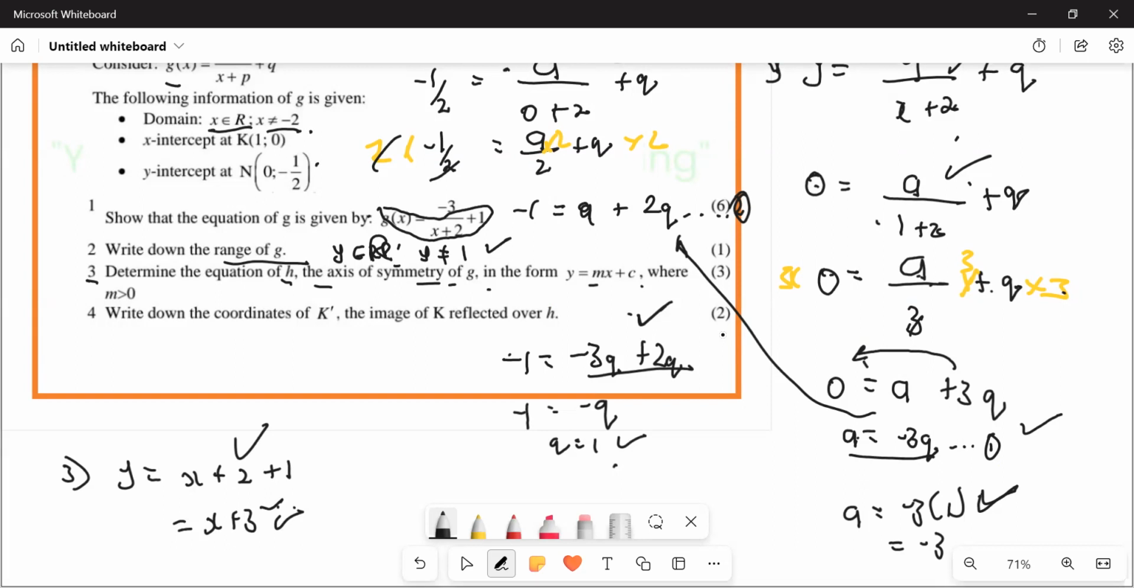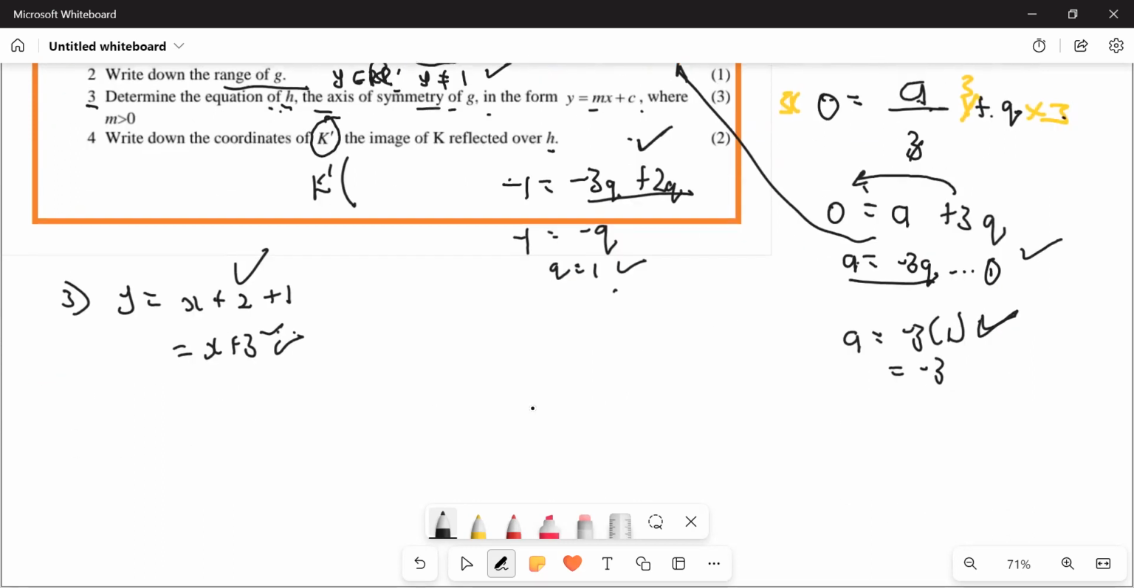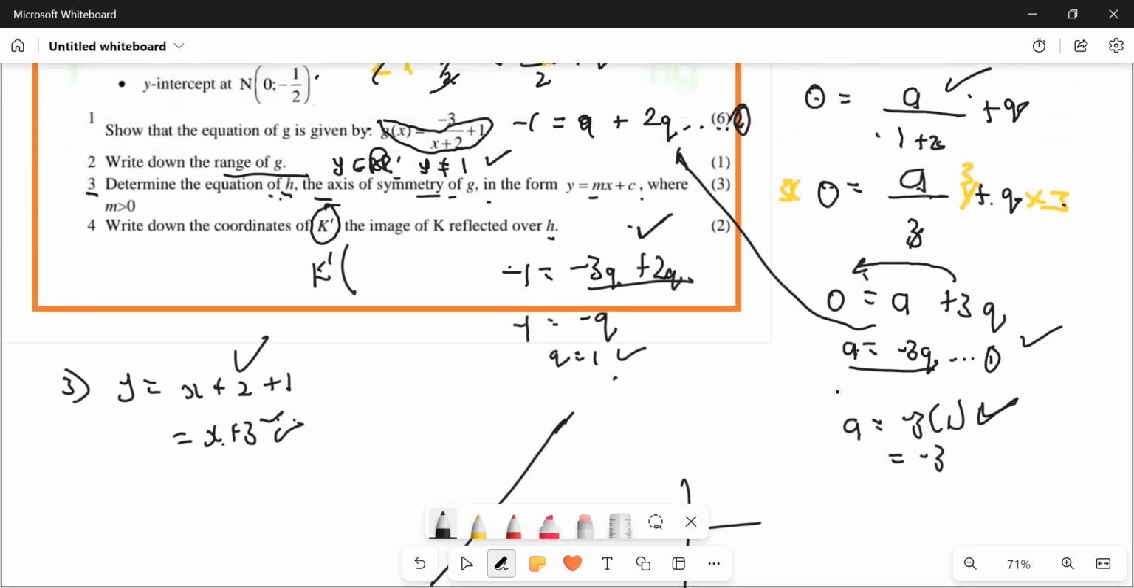And then we go to number 4. They say determine k prime. What is going to be k prime if k is reflected by the axis of symmetry? So you take this thing here and then you reflect it by the line y is equal to x plus 3. Let's try to have a rough sketch of this thing. How does it look like?